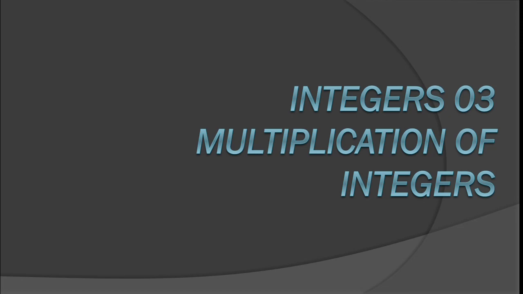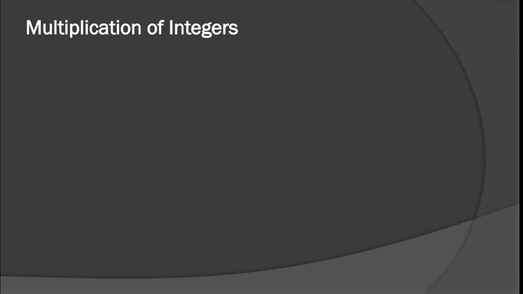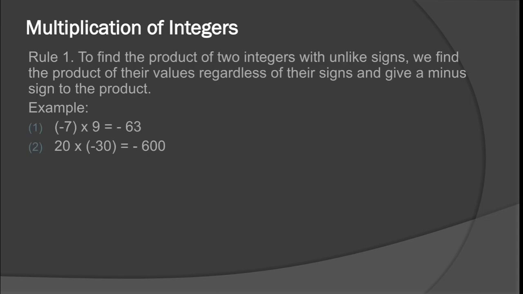understand how to multiply two given integers. So let us start with multiplication of integers. Basically students, there are two rules for multiplying two given integers. Rule 1 is to find the product of two integers with unlike sign. Unlike sign means opposite sign. Then we find the product of their values regardless of their signs and give a minus sign to the product.